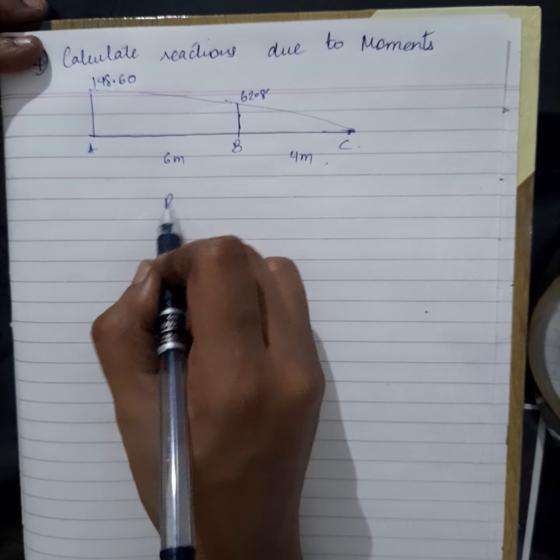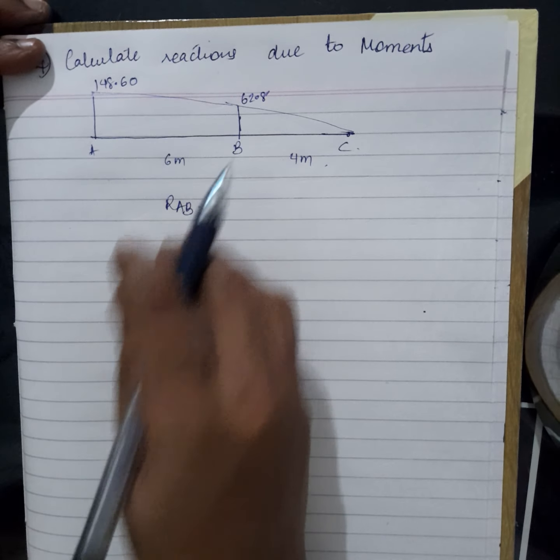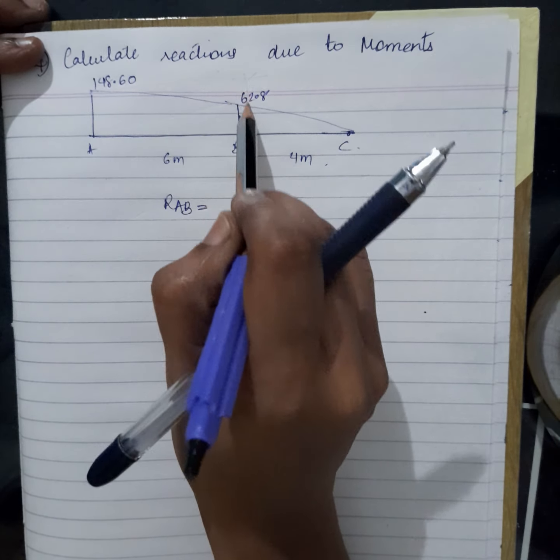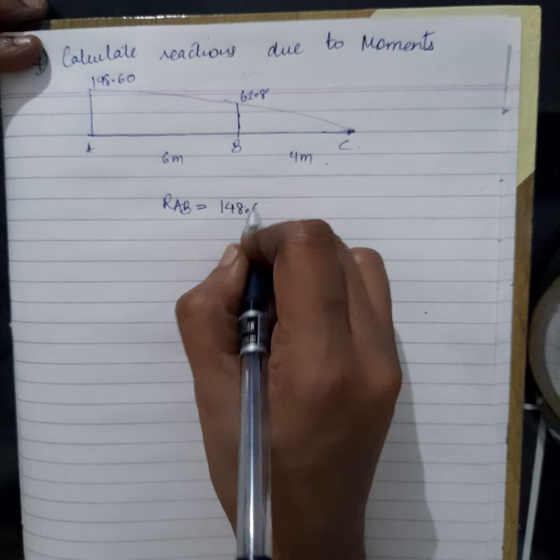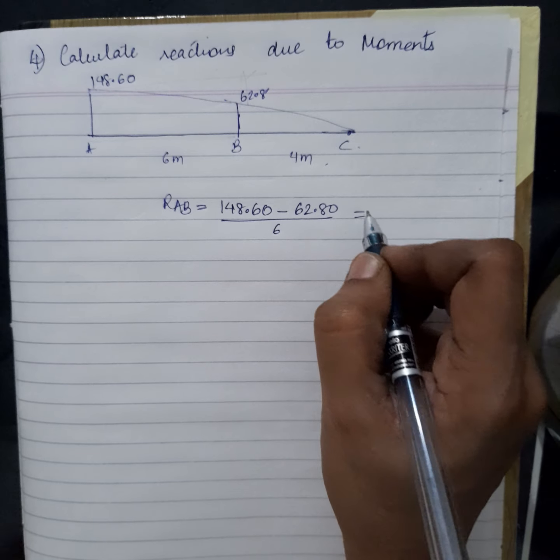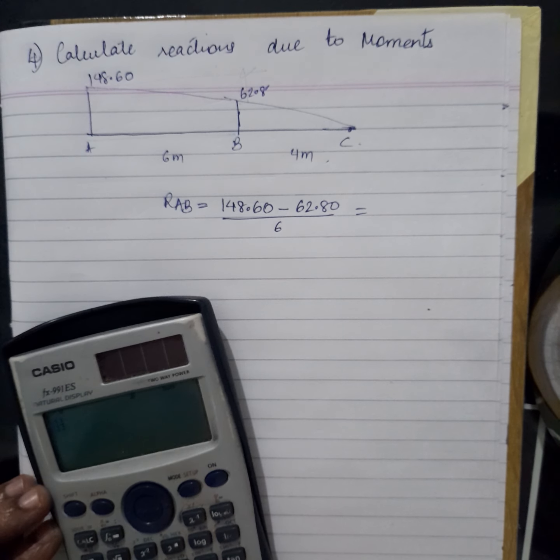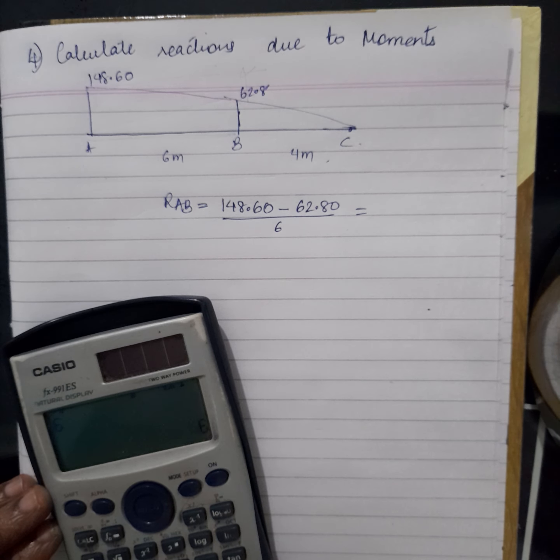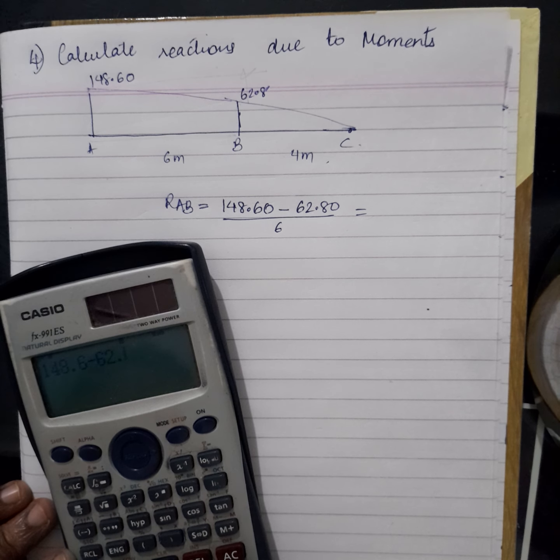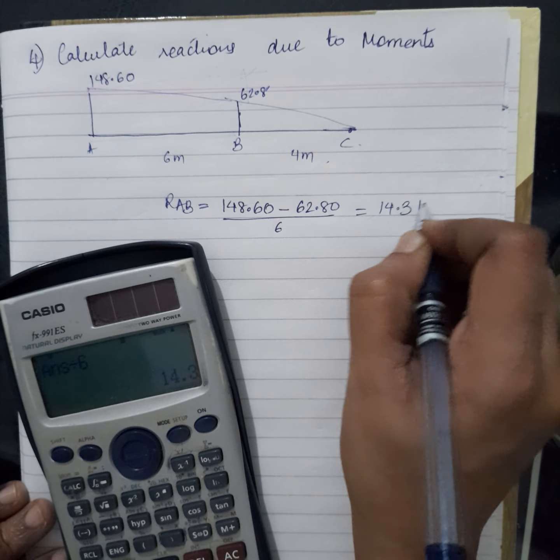Now when you are calculating reactions due to the moment, we have to consider the difference between the two moments at A and B, divided by the length. So it is going to be 148.6 minus 62.8 divided by 6 meter. So this is 14.3 kilonewton.